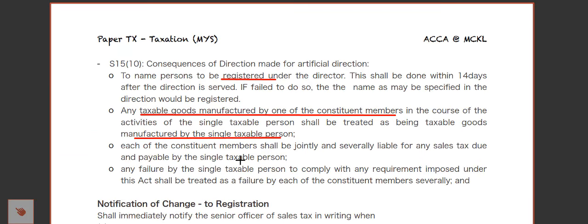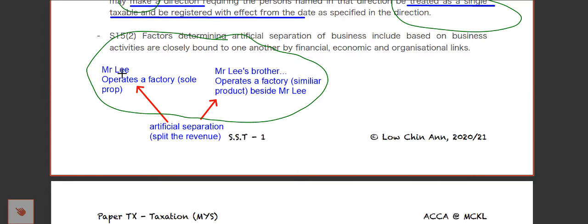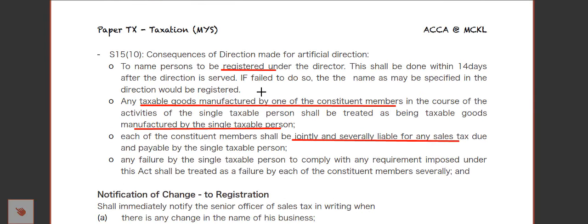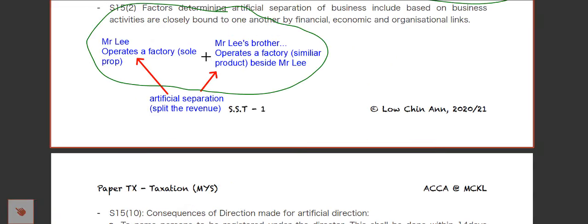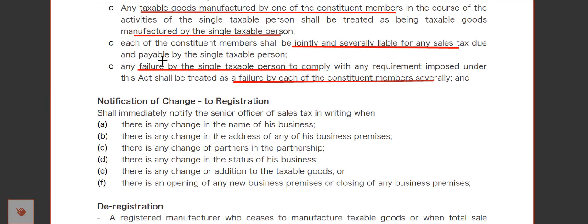Then they will treat each member as jointly and severally liable for the sales tax due. That means Mr. Lee is liable, Mr. Lee's brother is also liable, and there will be a penalty: a failure by the single person to comply is considered a failure by each member. So that means if any one of them did not comply with the sales tax provisions, the government is able to charge both Mr. Lee and Mr. Lee's brother.